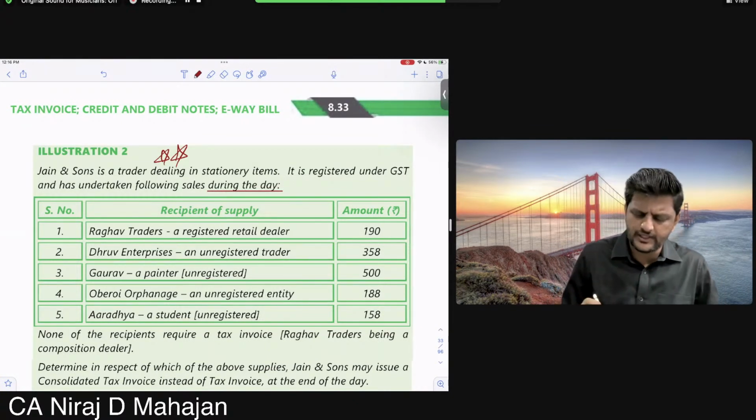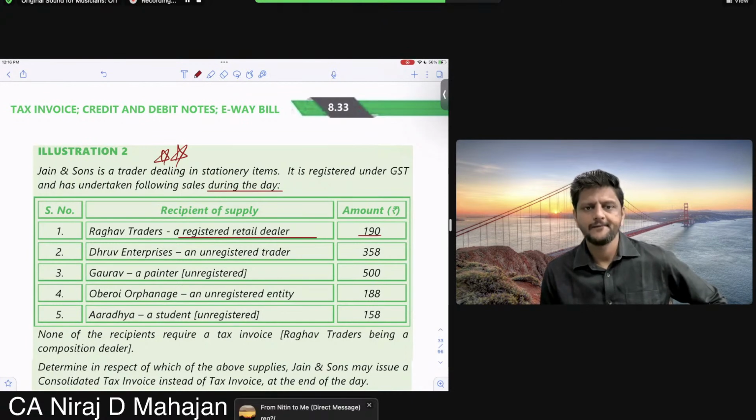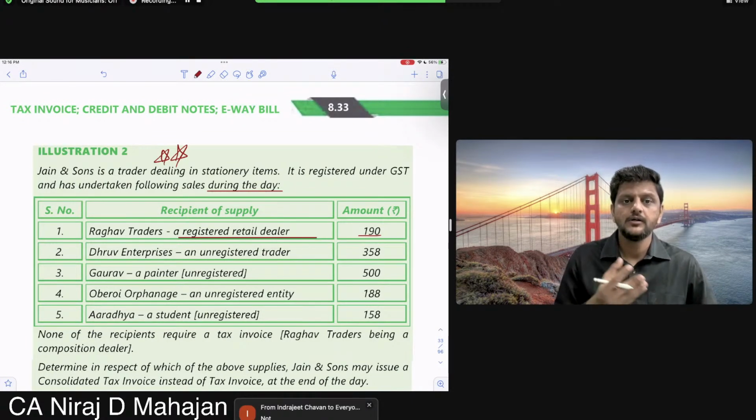Raghav Traders, a registered dealer, less than 200. Sorry, less than 200. Invoice required or not required? Tell me. Required. Why? Required.